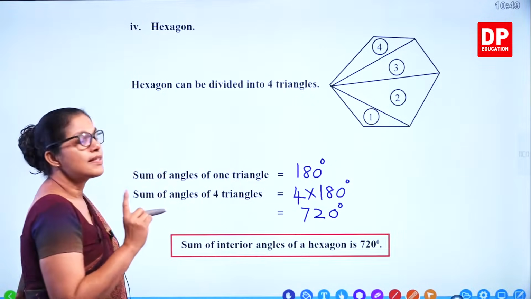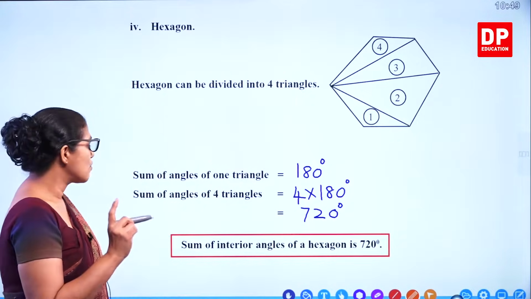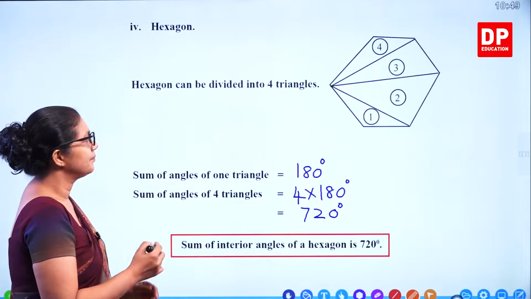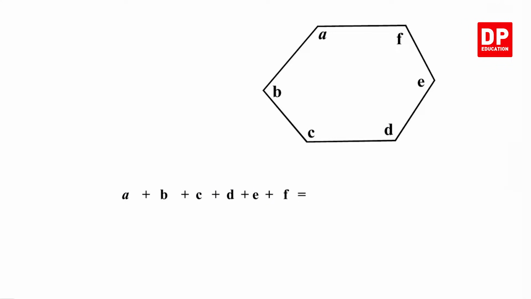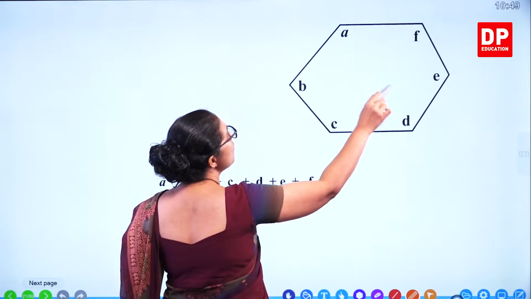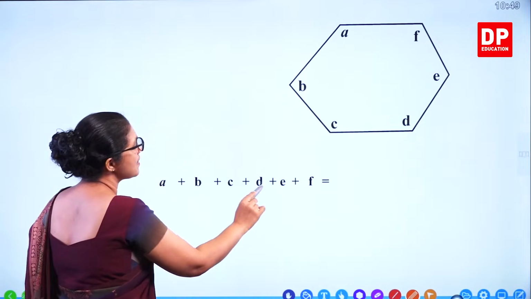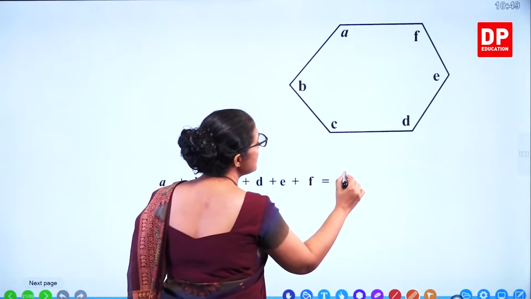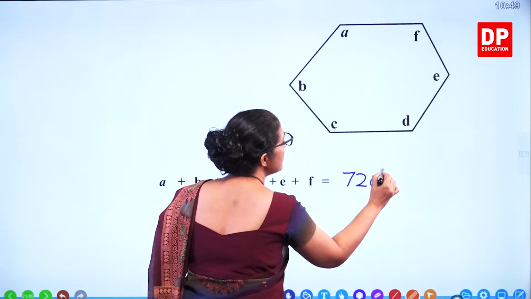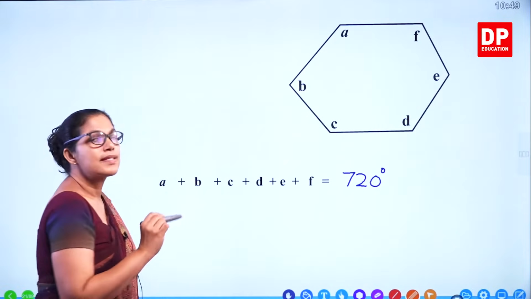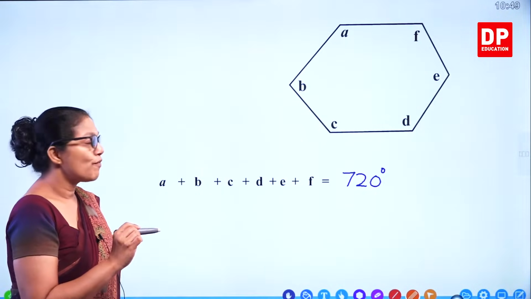720 is the sum of interior angles of a hexagon. So what is this shape? 1, 2, 3, 4, 5, 6. So this is a hexagon. So A plus B plus C plus D plus E plus F is 720. That's the sum of interior angles of a hexagon.